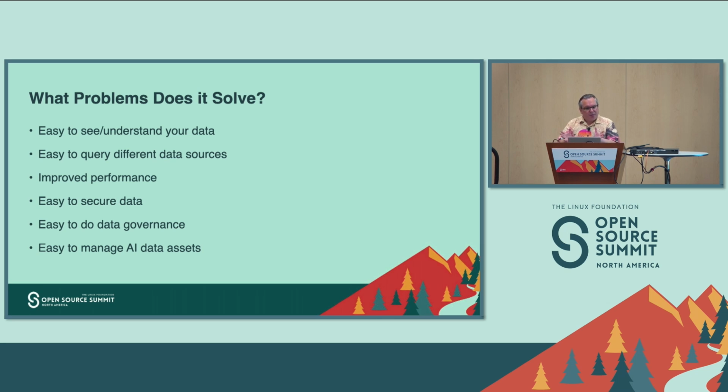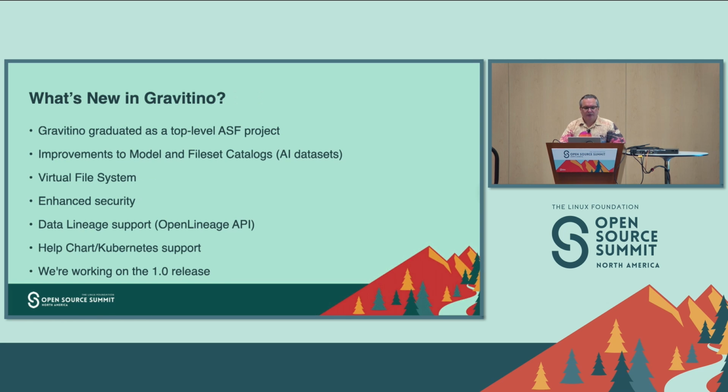And that's where we're going with it. So we've just graduated as a top-level project at the ASF. We've been in incubation for about 1 year. It's actually taken 2 years to go from a closed source project to being an open source project on GitHub, to being donated to the Apache Software Foundation, to becoming a top-level project. And I think that's pretty good progress.